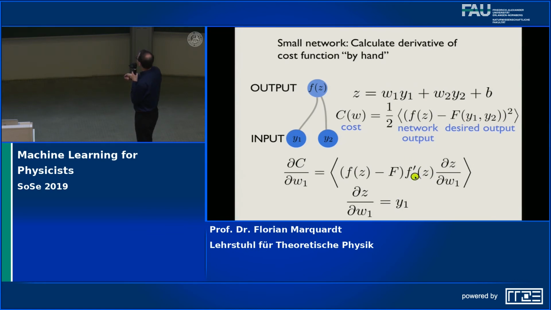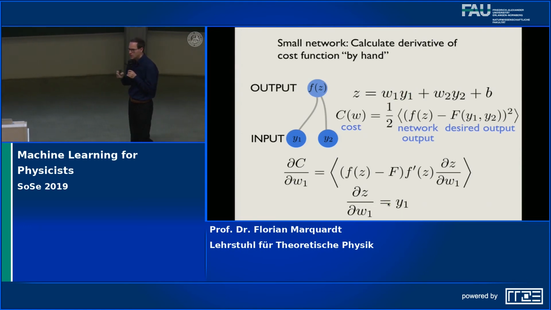So here, again, I have to apply the chain rule. I first take the derivative of f with respect to its argument z, and then I take the derivative of z with respect to w. So, just repeated application of the chain rule. And now the derivative of z with respect to w1, well, you read it off here, it's just linear in w1, so it would just give me y1. So it's not difficult anymore.